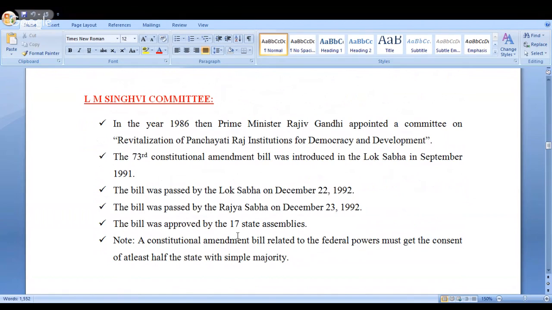the government introduced the 73rd Constitutional Amendment Bill. It was introduced in the Lok Sabha in the month of September 1991. And the bill was passed in Lok Sabha on December 22nd, 1992, by Rajya Sabha the very next day. And the bill was approved by the 17 state assemblies. Why it should go to the states, I told you already. Look at this. A constitutional amendment bill that is related to the federal powers must get the consent of at least half of the states with a simple majority.